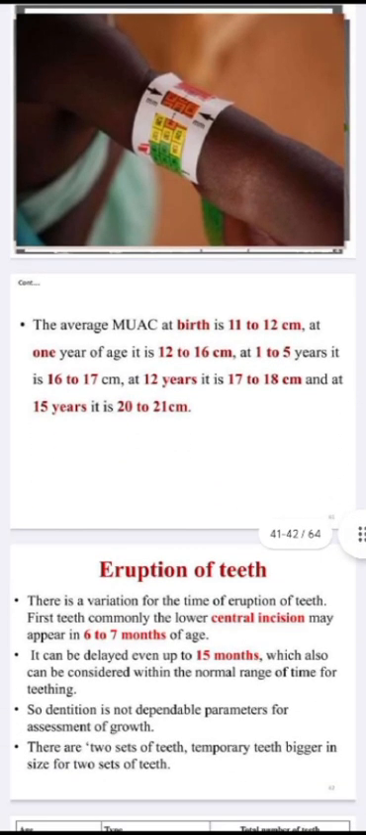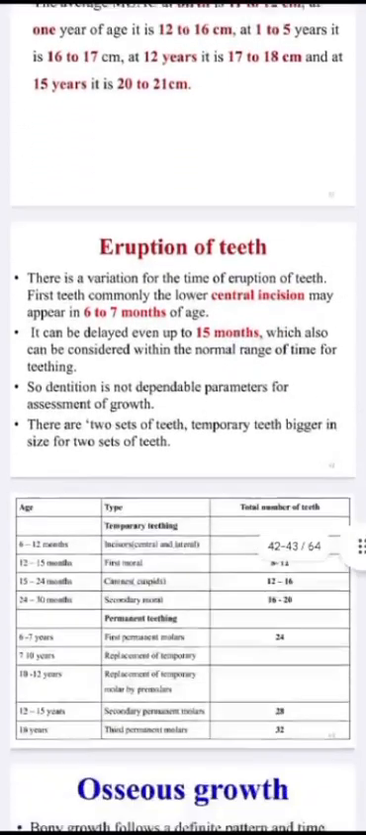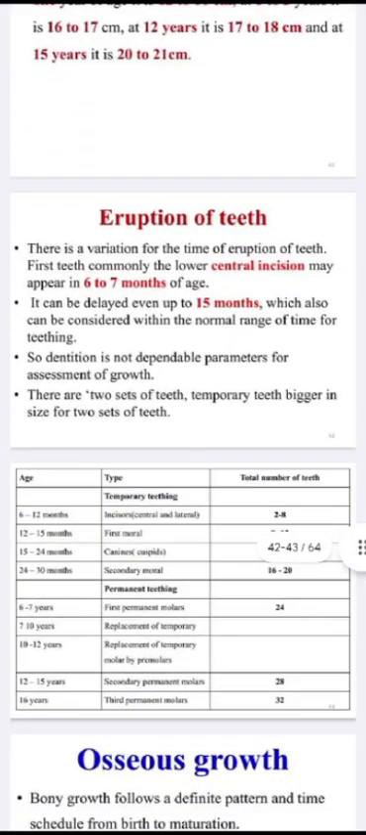So this is the method we are taking arm circumference. The average mid-arm circumference at birth is 11 to 12 centimeter. At 1 year of age, it is 12 to 16, and 1 to 5 years of age is 16 to 17. At 12 years it is 17 to 18 centimeter. At 15 years it is 20 to 21.